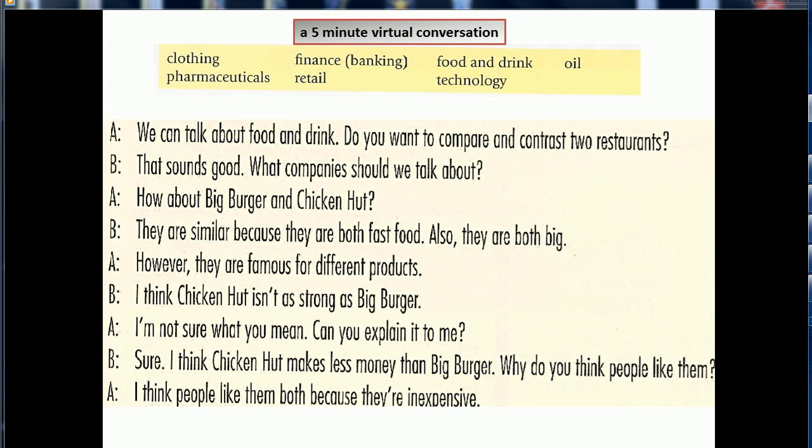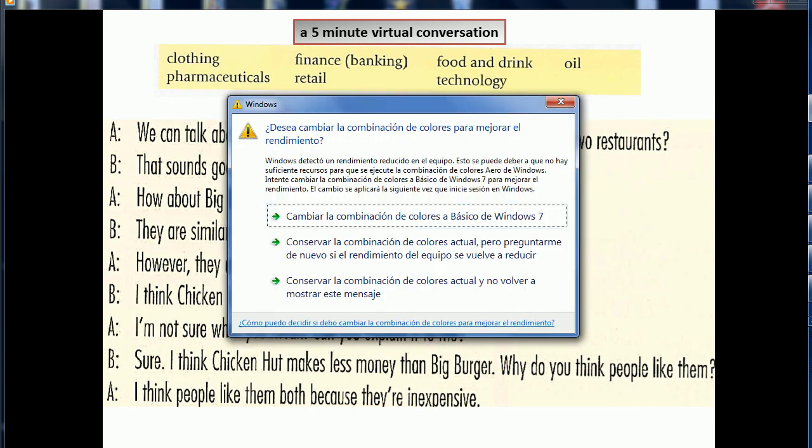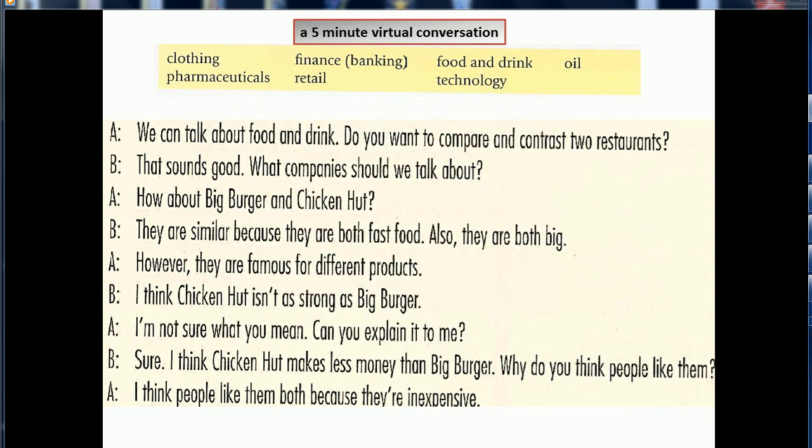Now your conversation is going to be like this example. Very simple. Notice here the example conversation. We can talk about food and drink. Do you want to compare and contrast it to restaurants? Oh, that sounds good. What companies should we talk about? How about Big Burger and Chicken Hut? They are similar because they are both fast food, also they are both big. However, they are famous for different products. I think Chicken Hut isn't as strong as Big Burger.